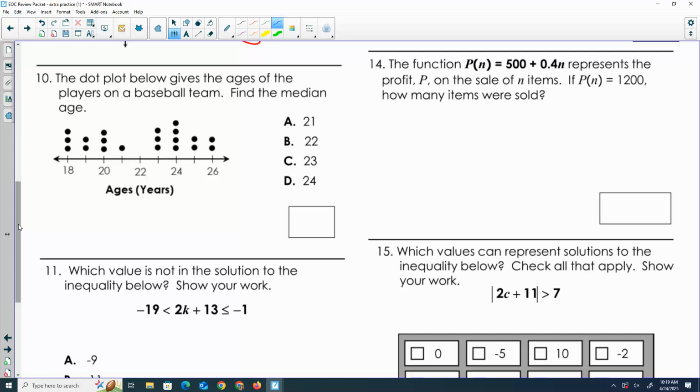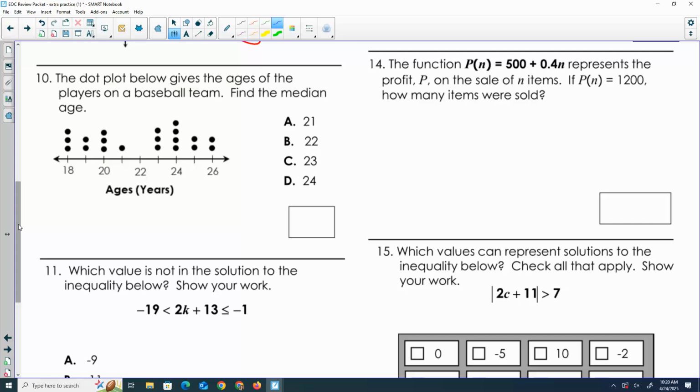Number 10. Sometimes they ask you some questions that you have seen, but probably not in a very long time. So mean, median, mode. If it asks for a mean, that's an average. You add them all up and divide by the total number. Mode is which one shows up the most, which value gets repeated.